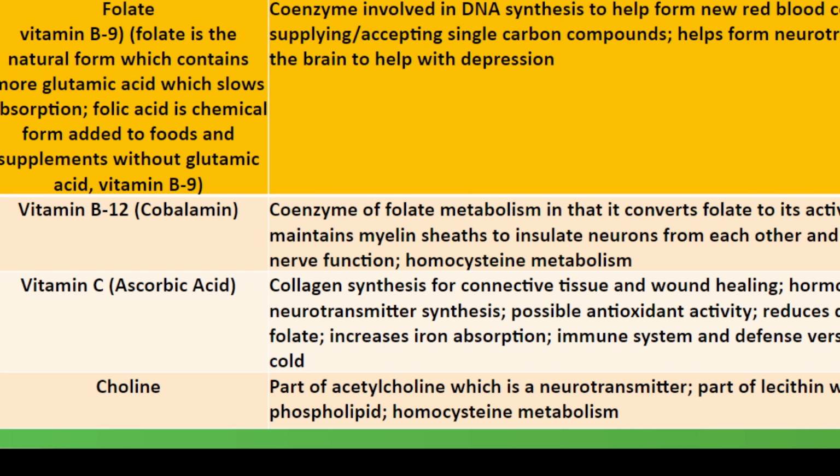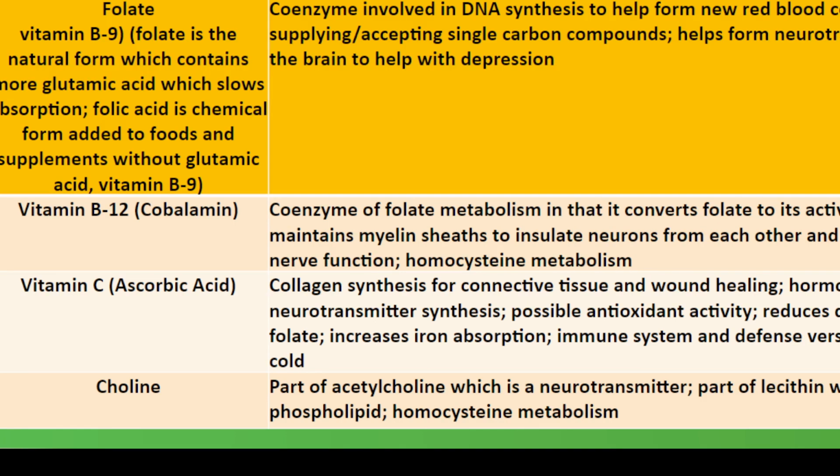Folate here, which is vitamin B9, is an enzyme that is involved in DNA synthesis to help form new red blood cells by supplying or accepting single carbon compounds. It helps form neurotransmitters in the brain to help with depression. Those who are depressed and everything, you could possibly take B9 supplements. Those with sickle cell anemia, who have issues with blood shape and everything, you could help yourself with B9. I've seen so many people who take the combination of B12 and B9, I think even B6, into one group and they discuss something.